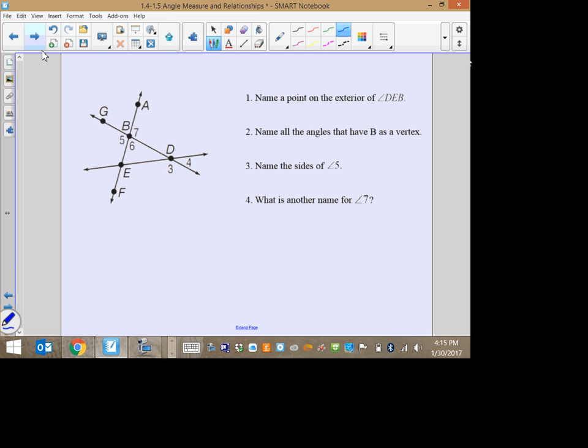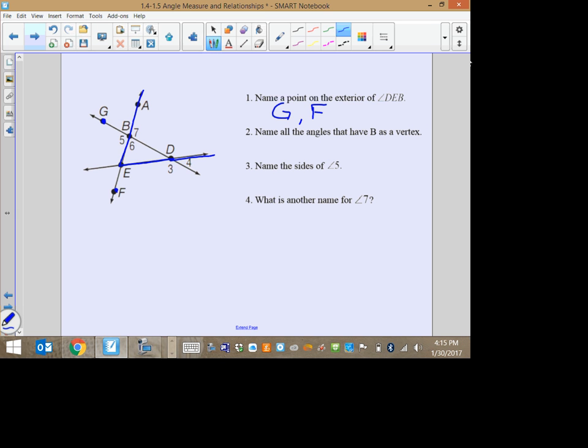So name a point on the exterior of angle DEB. So we have angle DEB. Can anyone name a point for me? We have point G on the exterior, and we have point F on the exterior. Note how they are outside of the angle.